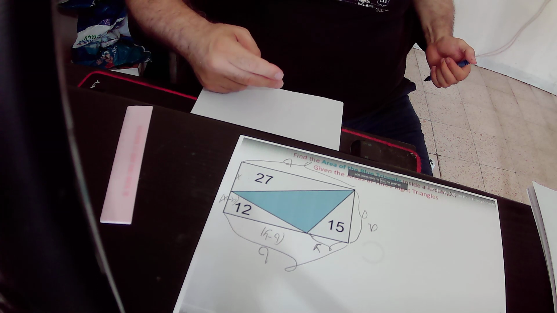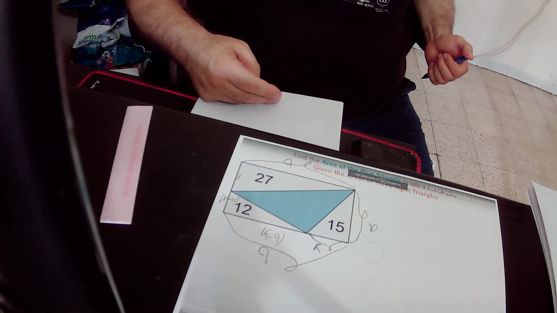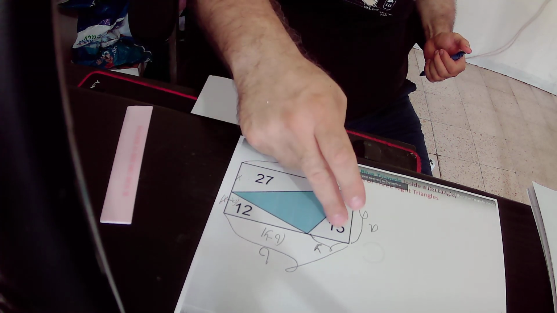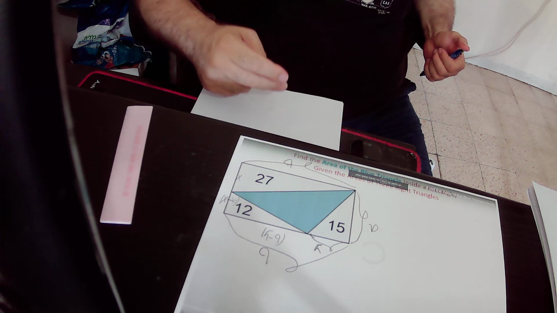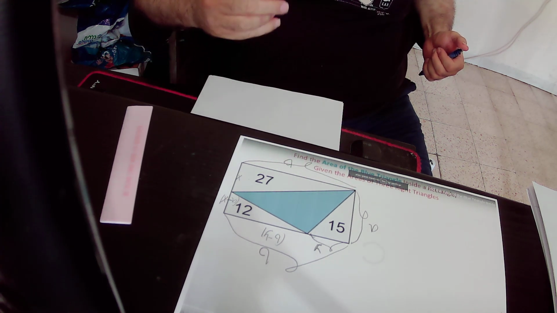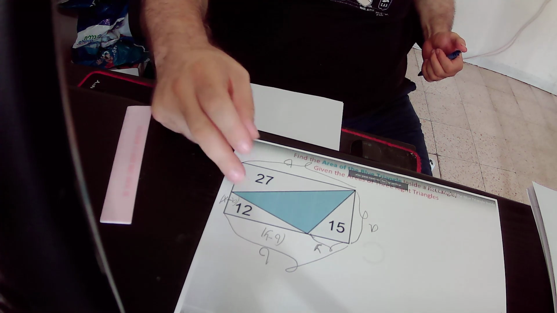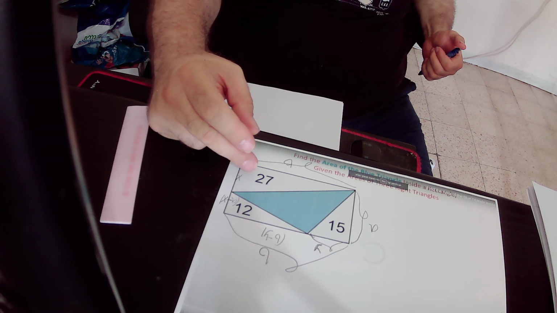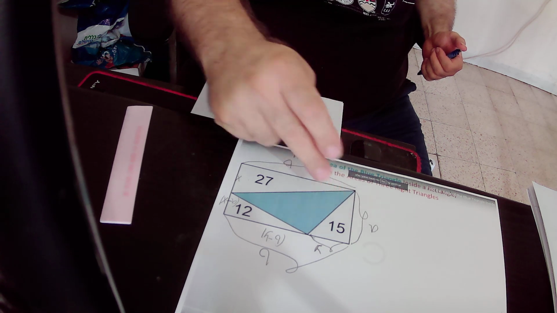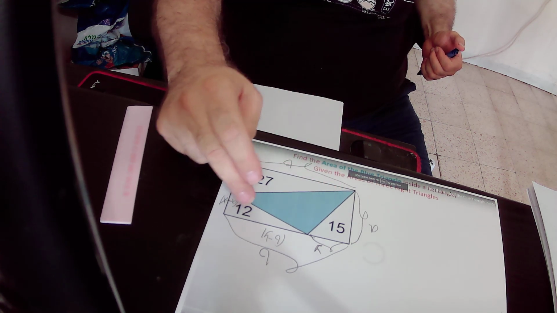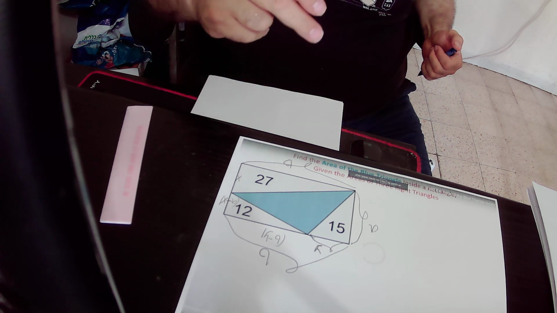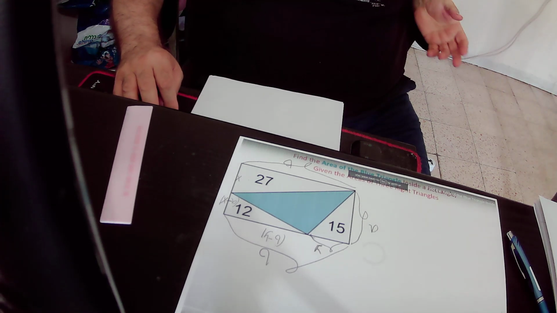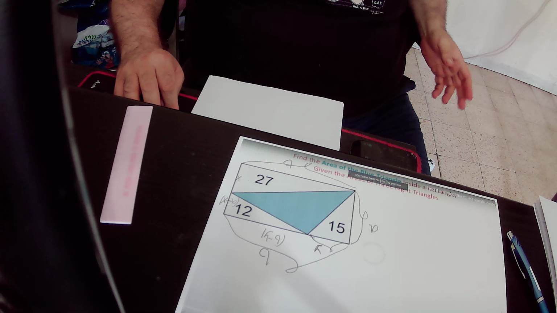So the area of the rectangle must be greater than the sum of the areas of these 3 right triangles that are 54. So the area of the rectangle must be greater than 54 units. That is the sum of the areas of these 3 triangles: 27 plus 12 plus 15 equals 54 units. So the area of the rectangle must be greater than 54 units.